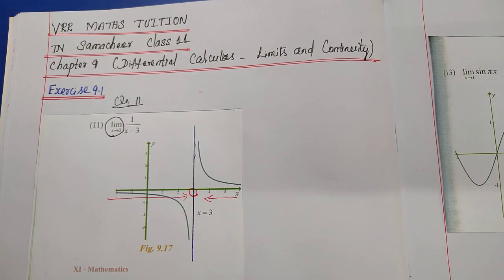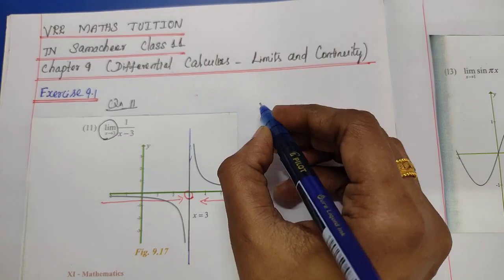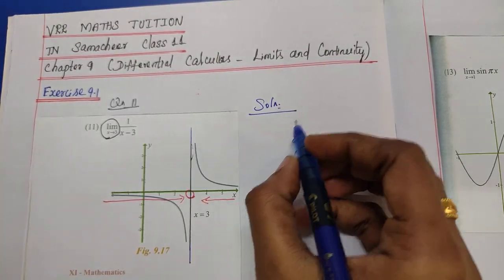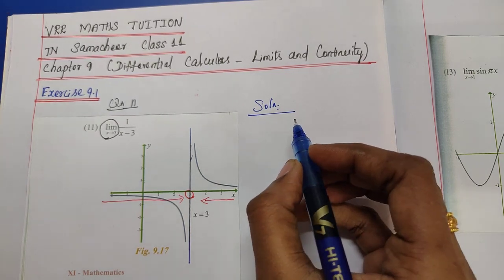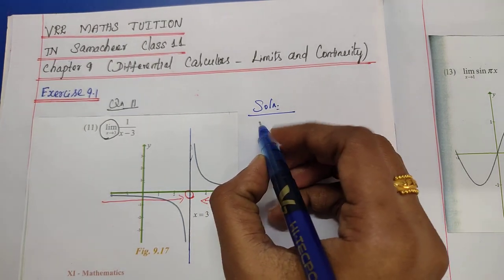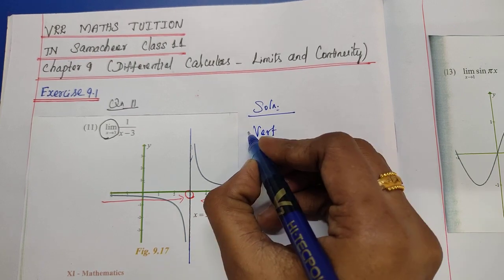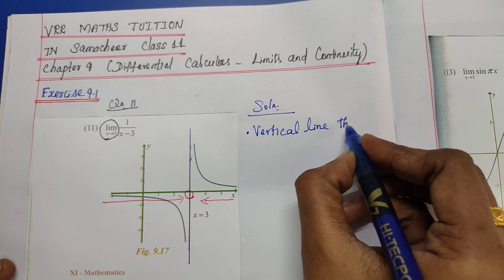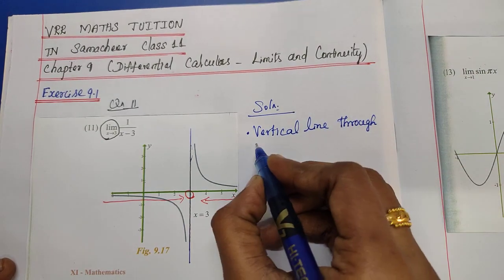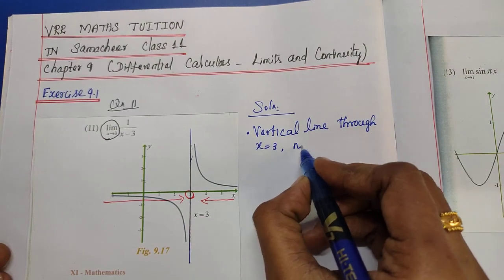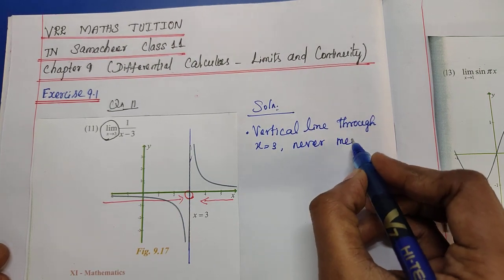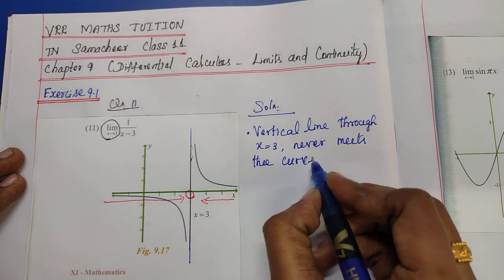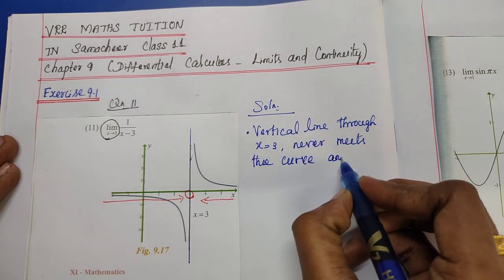So now write the reason. Solution. The vertical line through x is equal to 3 never meets the curve anywhere.